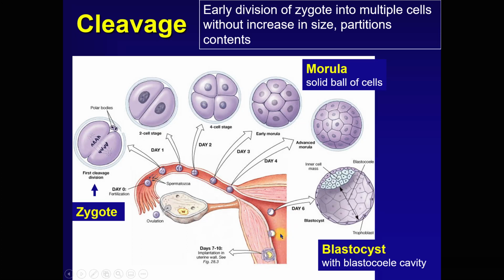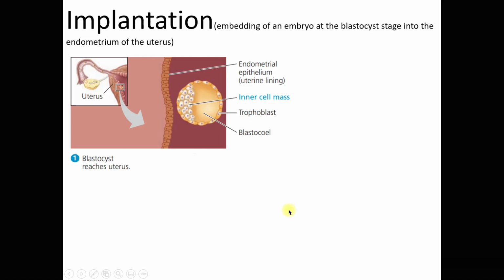This implantation occurs in the wall of the uterus. Implantation is the embedding of an embryo at the blastocyst stage into the endometrium of the uterus. So it can simply be defined as the embedding of a blastocyst into the wall of the uterus.